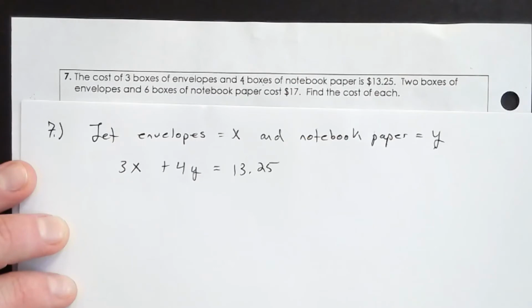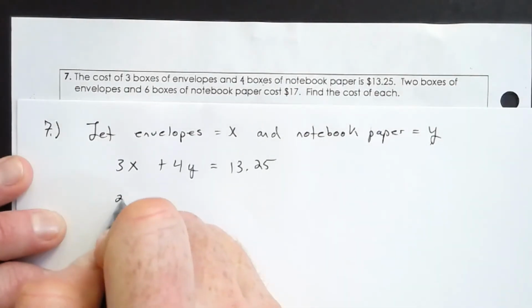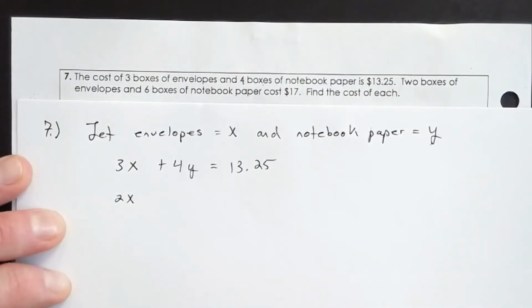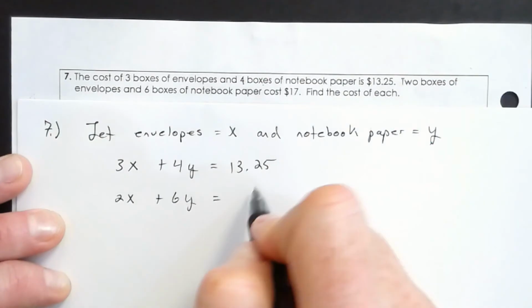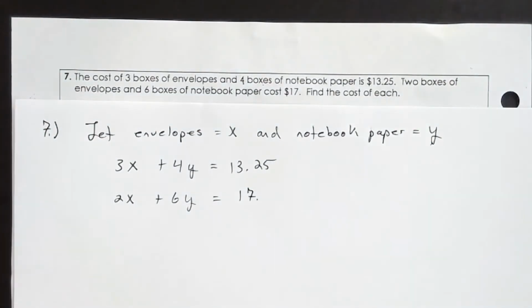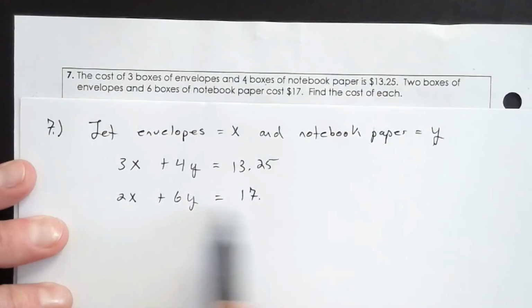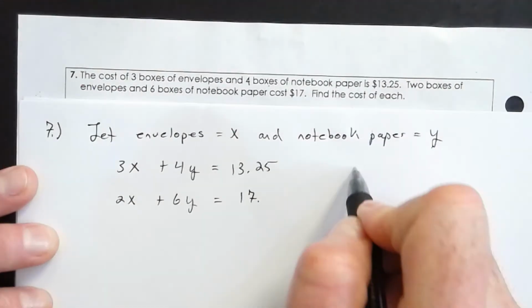The second equation says 2 boxes of envelopes. Well, 2x, and 6 boxes of notebook paper, plus 6y is equal to 17. Find the cost of each. So we have our systems of linear equations here, and we have to now go through the process of eliminating a variable and then the rest of it.